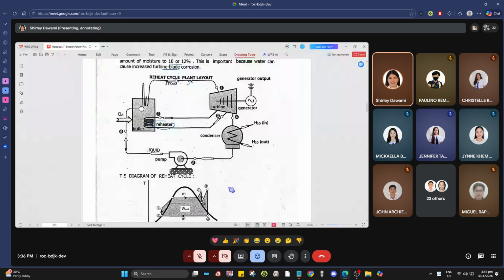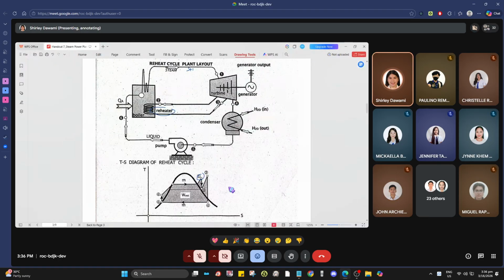Partial, so process 1 to 2. As a superheated steam, we verify here that it's a superheated steam. Upon entering the turbine, that steam will be partially expanded in the turbine. Even if it's only partial, meaning its energy has not been fully used up, it can still be extracted from the steam. Although it's still partial, it already gives mechanical work to produce electrical energy. Then upon exit, process 1 to 2, partial expansion.